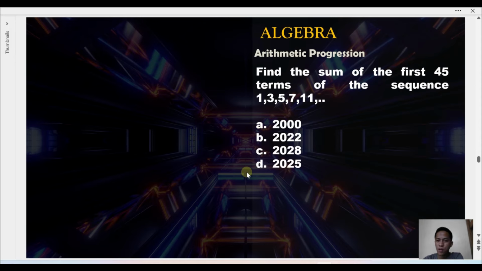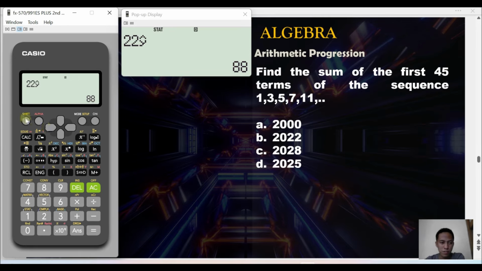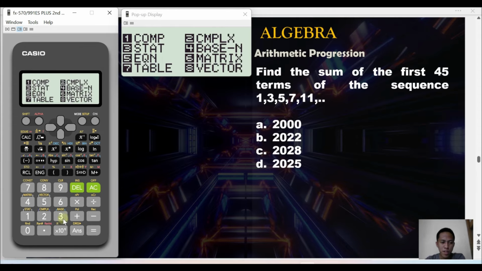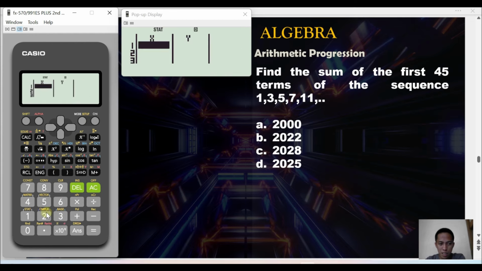So, let's proceed guys to our next problem. Find the sum of the first 45 terms of the sequence 1, 3, 5, 7, 11, and so on. Okay, so ano yung sum ng first 45 terms? Okay, so how can we do that? Okay, so clear lang muna ng calculator guys. So, shift clear. So, we have here mode, stat, 3, and progression tayo. So, that is arithmetic progression number 2 since linear siya. So, find the sum of the first 45 terms. So, input tayo ng minimum of 2 sets of data. So, the first term, 1 equals. So, that is 1.